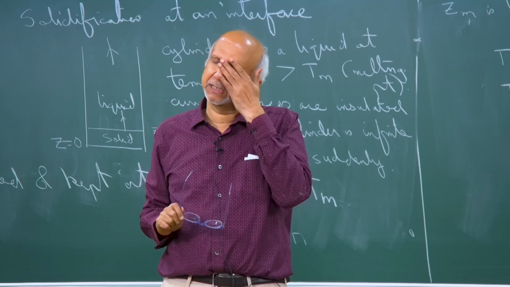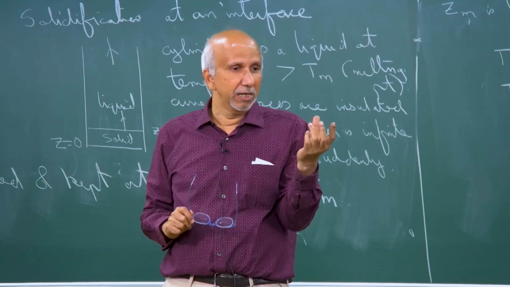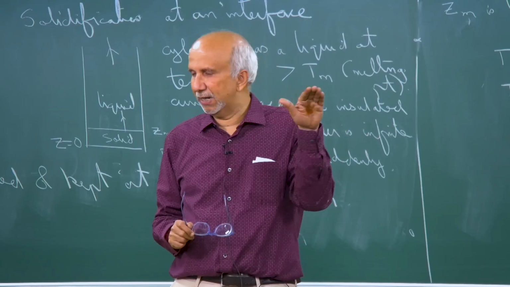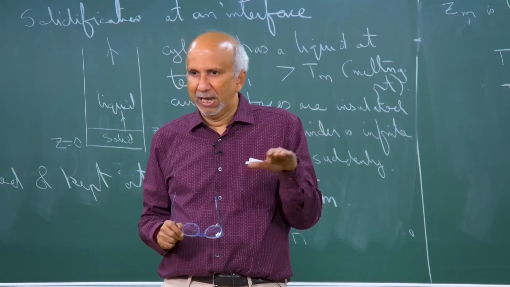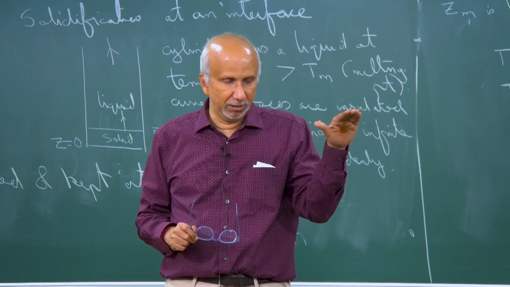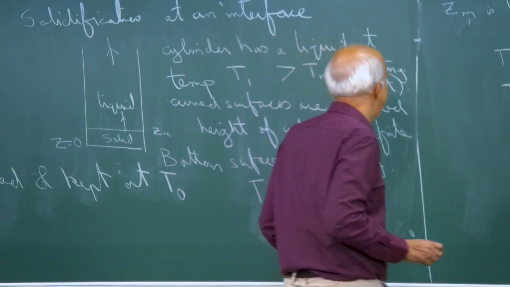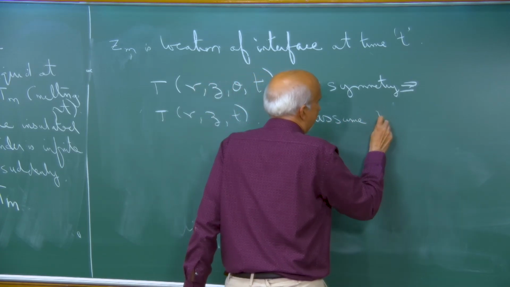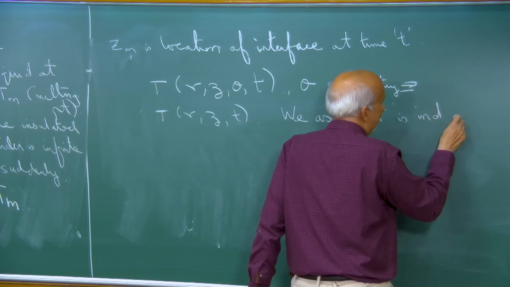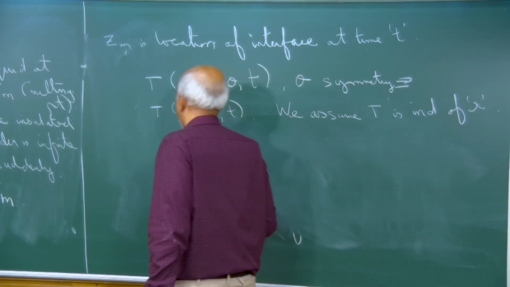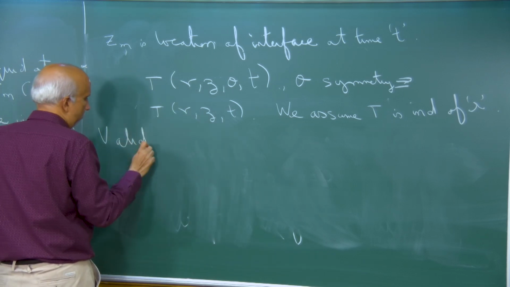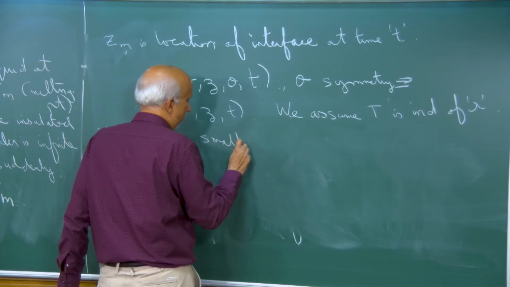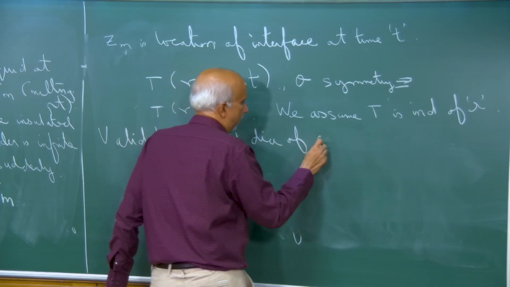So this assumption can be justified in the limit of if the diameter of the cylinder is very small. If the diameter of the cylinder is very small, I can assume that the temperature is going to be uniform, because any change, the conduction is going to make it equal, okay. So basically we assume temperature is independent of R. This is valid for small diameter of the cylinder.